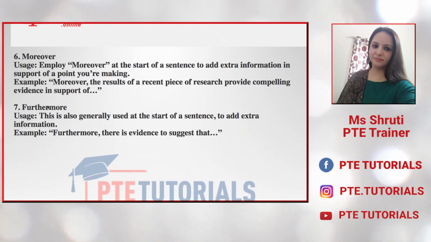So these words are very important to score 90 in your written discourse as well. If you use these kinds of words, for sure you'll be scoring 90 in your written discourse. This is also generally used to start a sentence to add extra information. Yes, as I've told you, to add extra information, this is used. Better use these kinds of words in your essay for sure.